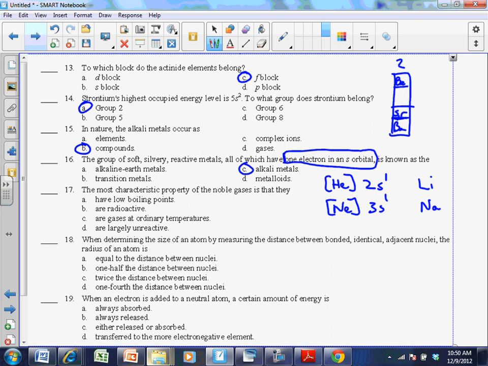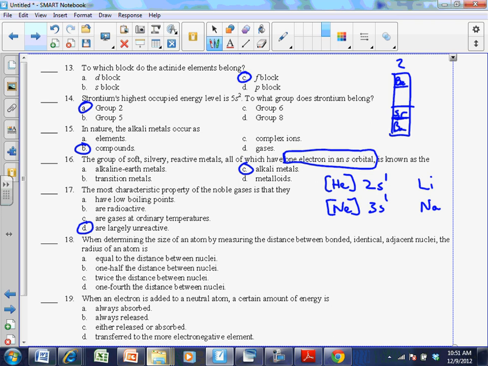The most characteristic property of the noble gases is that they, well, not that they have low boiling points, but really the most characteristic property is that they are largely unreactive, and that's because they have an octet, and 8 valence electrons is really stable, and so they tend to not lose, gain, or share electrons at all.